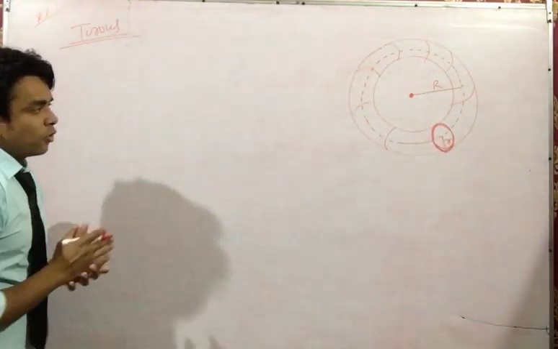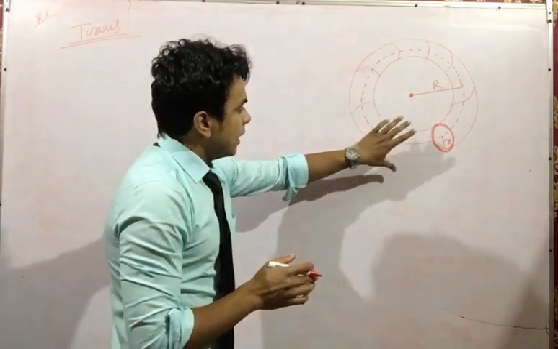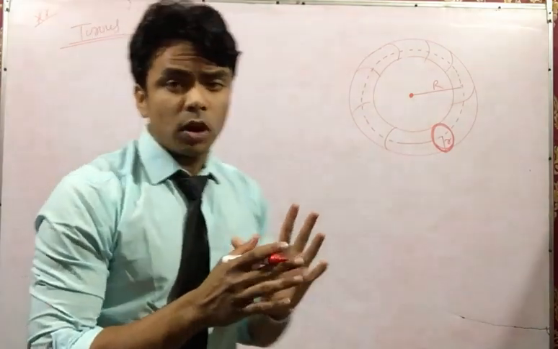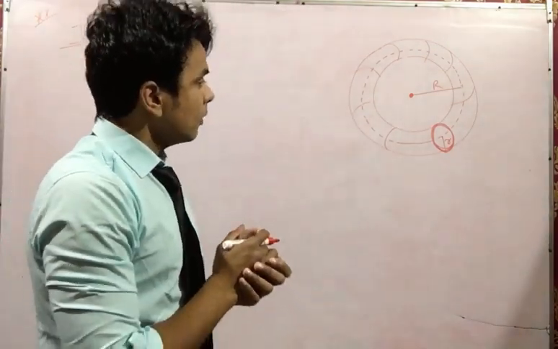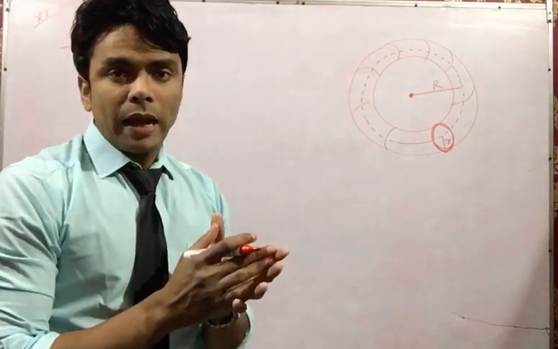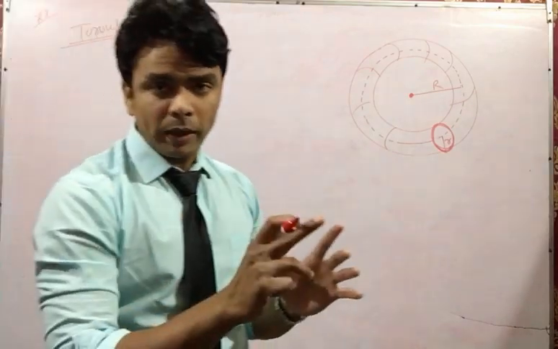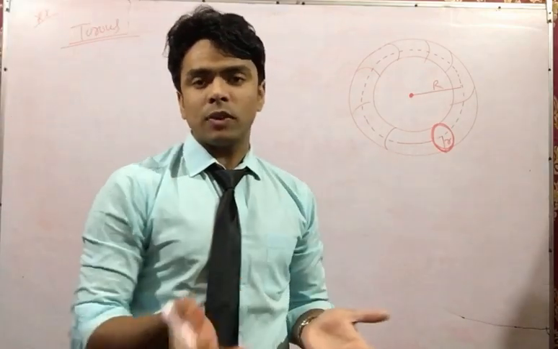Okay, and what is the basic formula of volume? The basic formula of volume is actually area into height. If you talk about the volume of a cylinder, it is pi r square into height. If you talk about the volume of a cuboid, it is L into B into height. So area into height is the basic formula of volume.